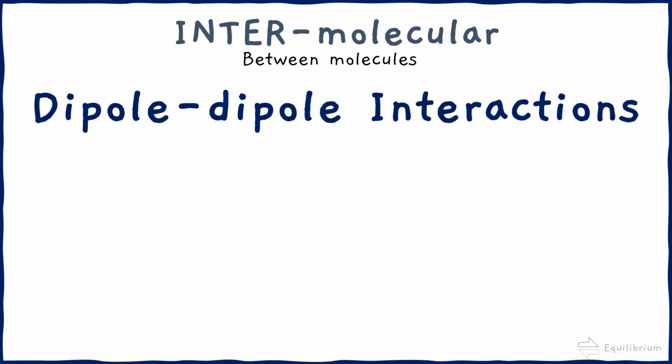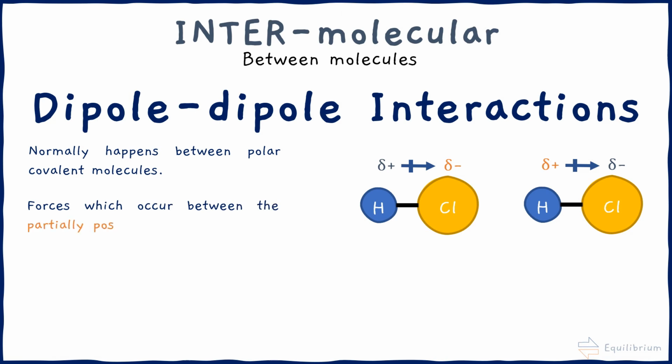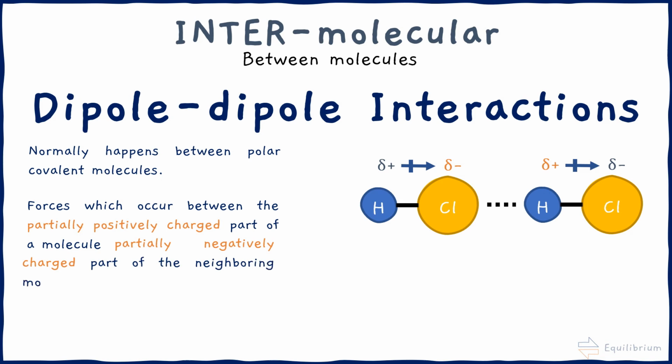Firstly, we have dipole-dipole interactions. These normally happen between polar covalent molecules. These are forces between the partially positively charged part of a molecule and partially negatively charged part of the neighboring molecule.